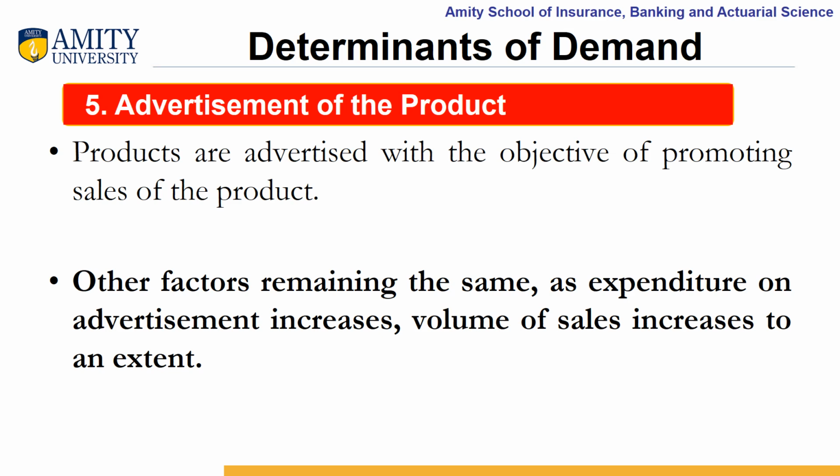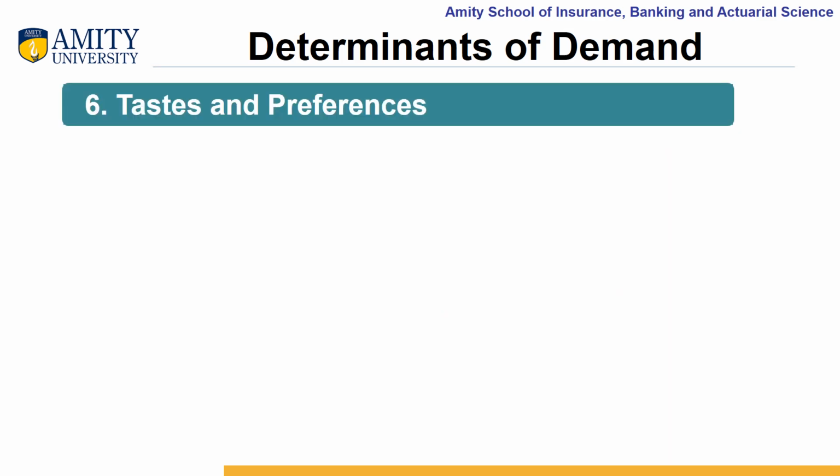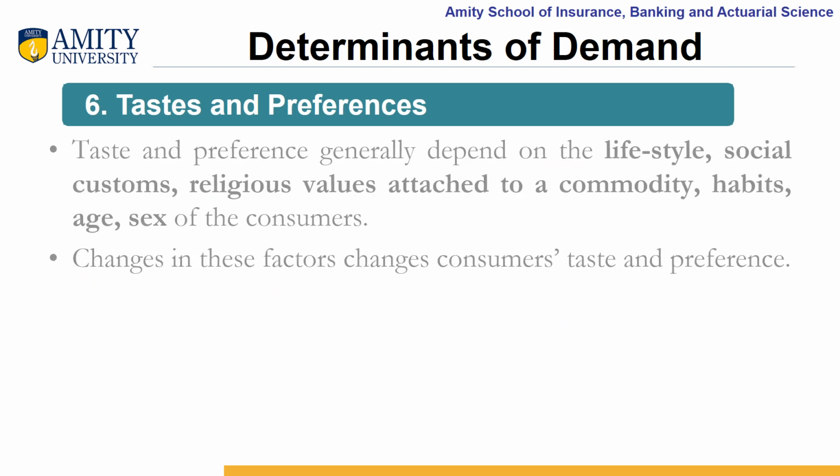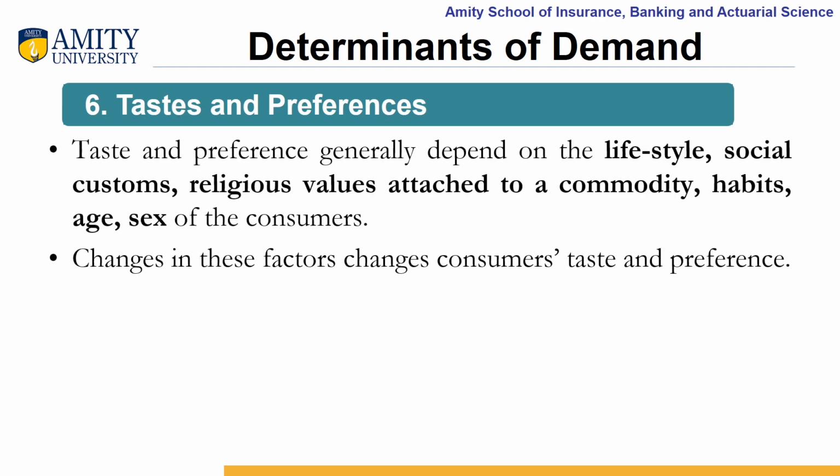So we can say there is a positive relationship between the advertisement of the product and its quantity demanded. Tastes and preferences also affect the demand of the commodity. Taste and preference generally depend on the lifestyle, social customs, religious values attached to a commodity, habits, age, and sex of the consumers. Changes in these factors change consumers' tastes and preferences.